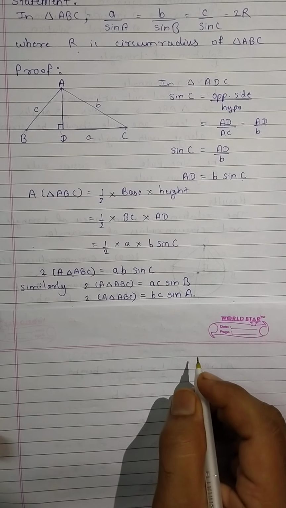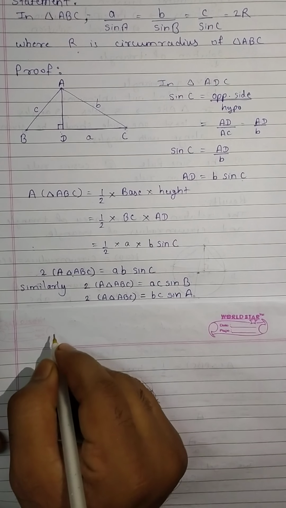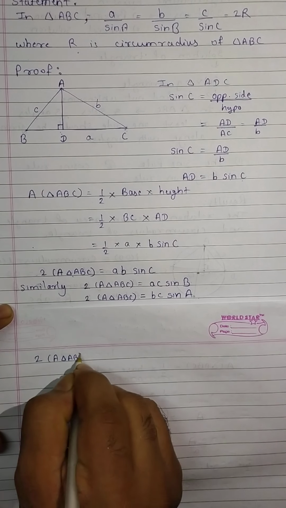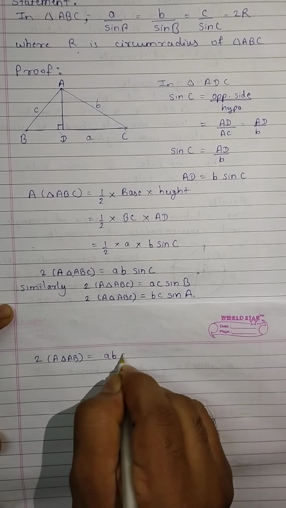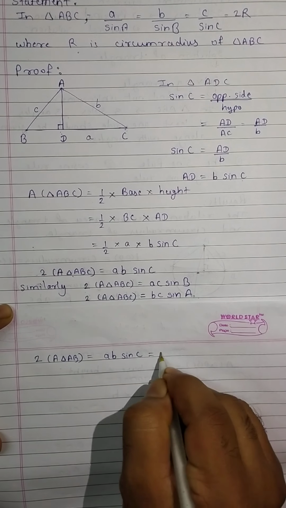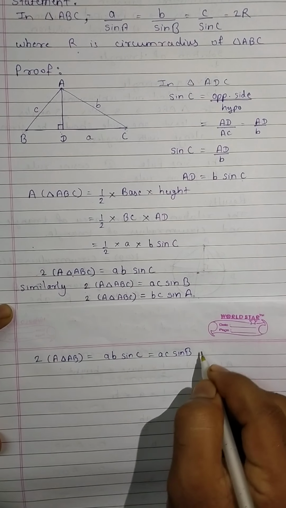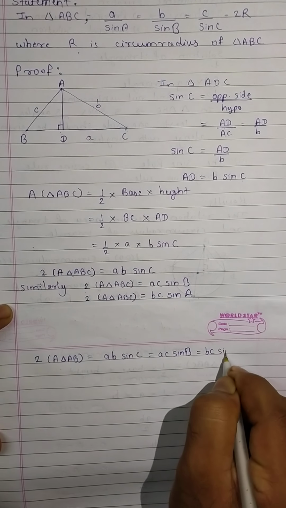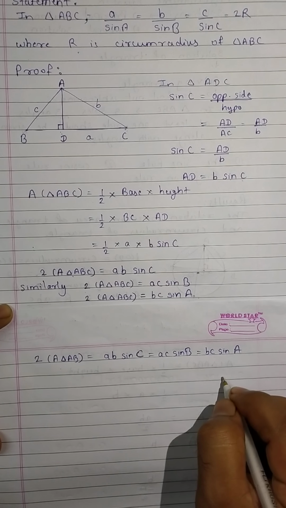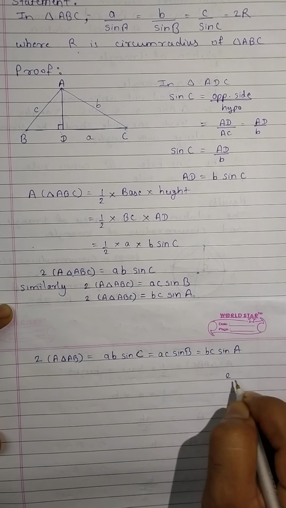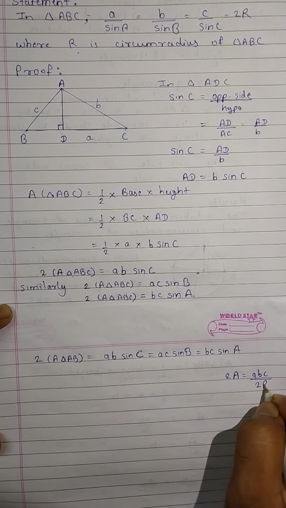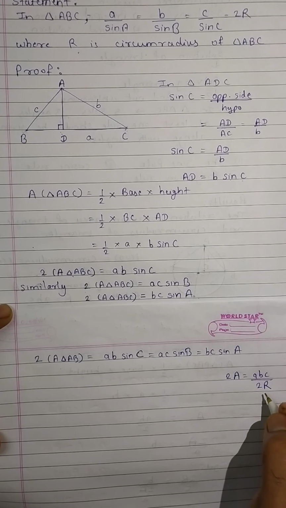Now let's see how we can prove this sine rule by using the previous result. Here we got 2 into area of triangle ABC is equal to AB sin C. This 2 into area of triangle ABC is also equal to AC sin B, which is also equal to BC sin A. This is capital C. The result which we have solved previously is 2 into area is equal to a into b into c upon 2R, with usual notations, A for area of triangle and R for circumradius.